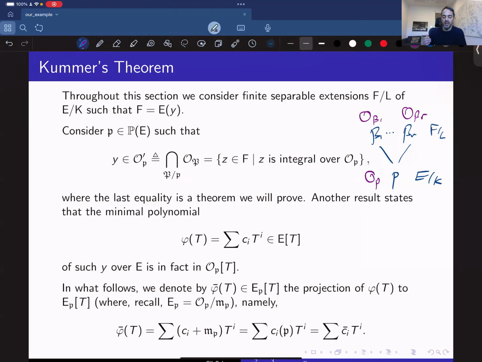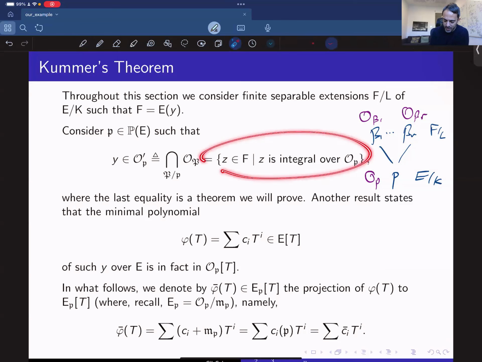OP. And recall, integral means that there is a polynomial, say the minimal polynomial of Z, a monic polynomial though, that vanishes at Z, and all of its coefficients are in OP. Okay, so for example, we did that when we talked about, I don't even remember in what context, but it was some time ago. We'll see that in a second. So that's another kind of definition or characterization. And the fact that this is an equality is a theorem, which we will prove.